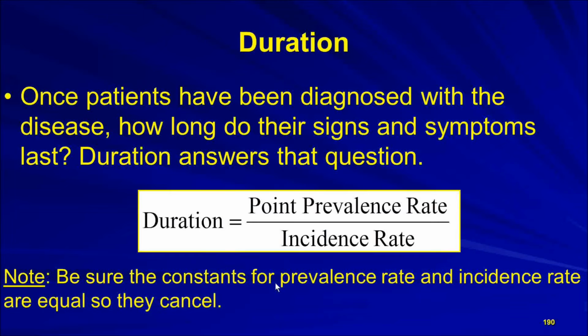Now notice what is used in order to derive the answer of duration. We use point prevalence rate as a numerator and incidence rate as the denominator. Be sure the constants are equal. We already talked about that in the necessity, because we're going to do some math with these.